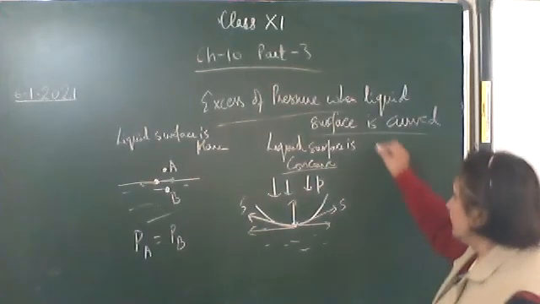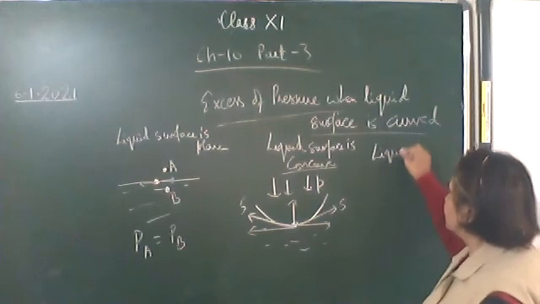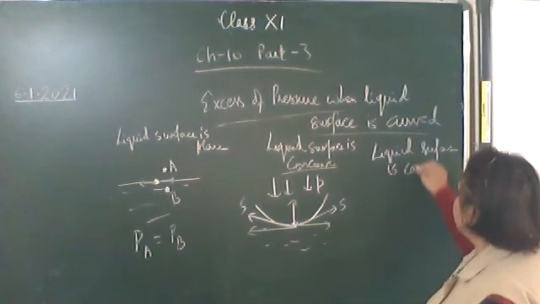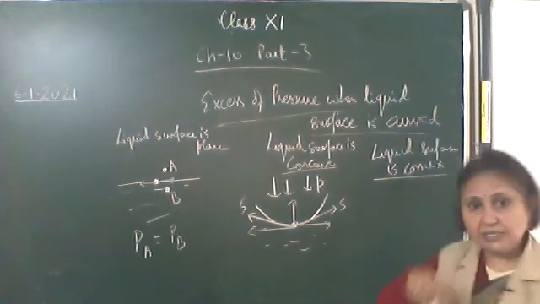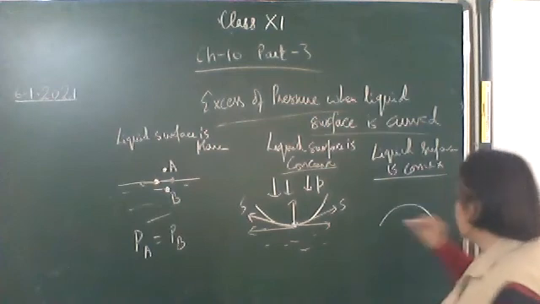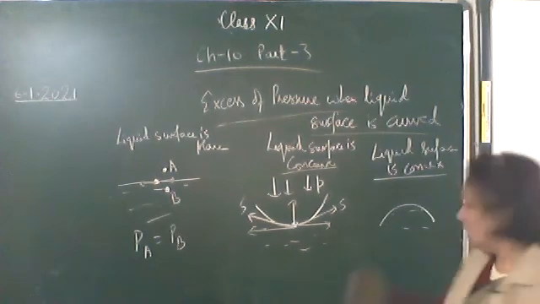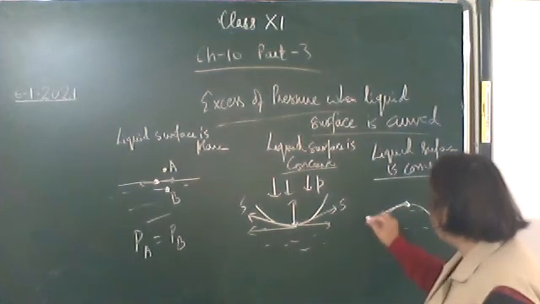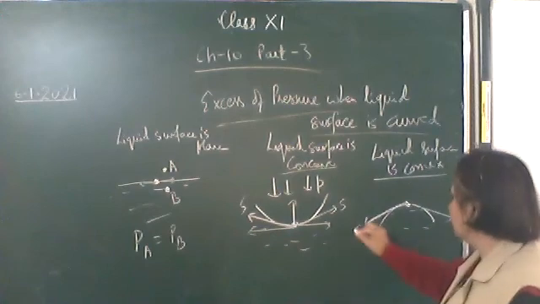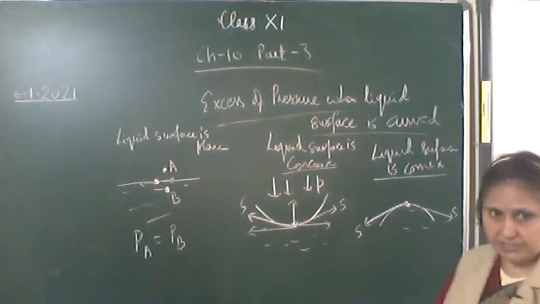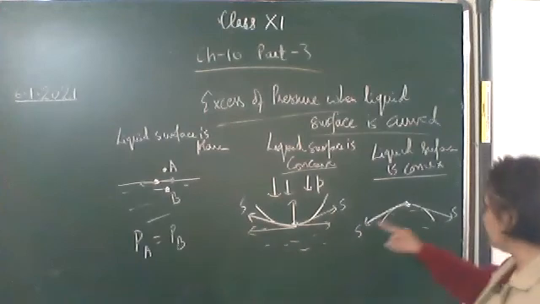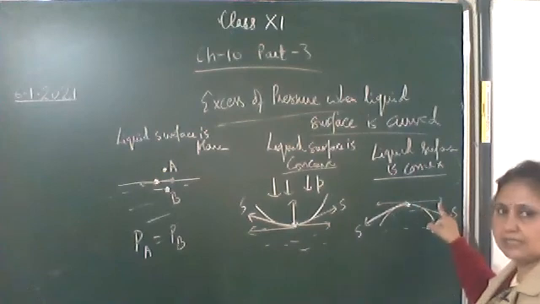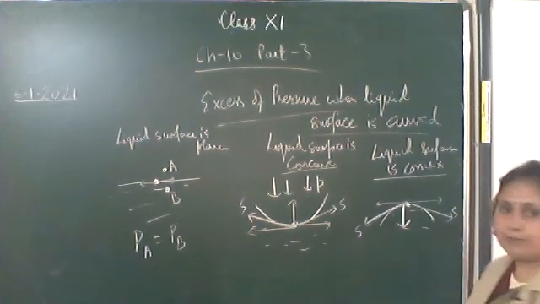Now let's see if the liquid surface is convex in shape. Some of the liquids acquire a convex meniscus. Again, consider a molecule at the center. These will be the forces of surface tension which are acting tangential to the free surface. So draw a tangent. Again, horizontal components cancel out. Vertical components will be added up.